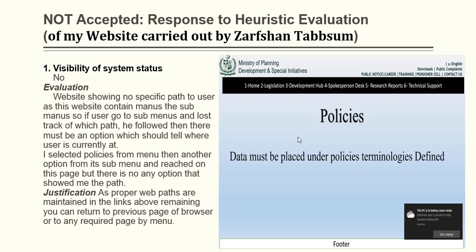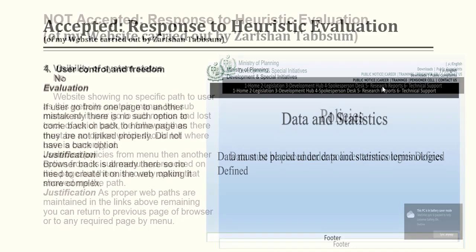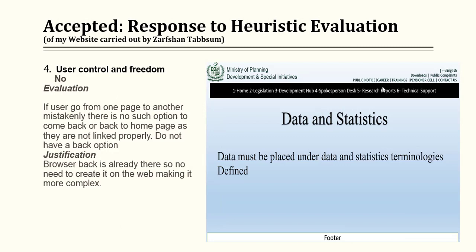Well, discussing the menu, what I justify is that the proper web paths are maintained in the links above. You can return to the previous page of the browser or any page required by the menus. Yes, if you want to go to home, just click on home. If you want to go to the research report, just click on it, and you'll go back to it. So that I justified. Next, user control and freedom.